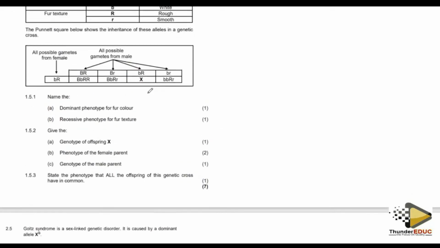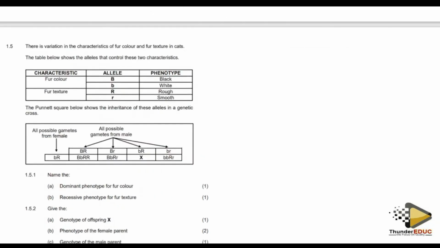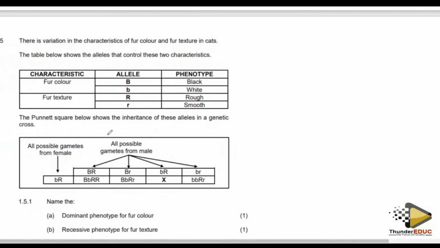Next question. The next question is also about a dihybrid cross. What does it mean? Dihybrid cross. I hope you are seeing clearly. There is variation in characteristics, yes, of fur color and texture in the cat. And then they are saying that the table below shows the alleles that control these two characteristics.